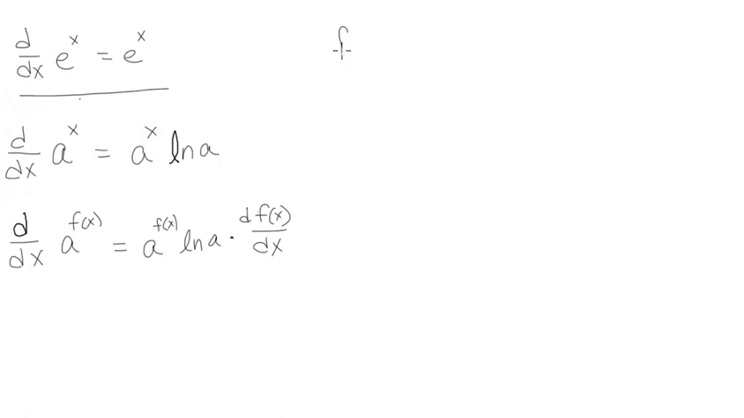If we have a function, say f of x, that's equal to e to the 2x power, the derivative f prime of x is going to be equal to that same thing, e raised to the 2x times the natural log of e, which is 1, times the derivative of the exponent, which is just 2. In other words, you have 2e to the 2x.